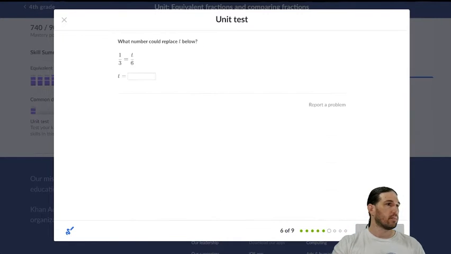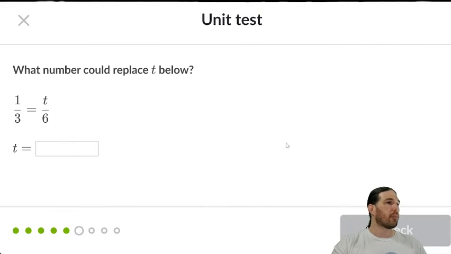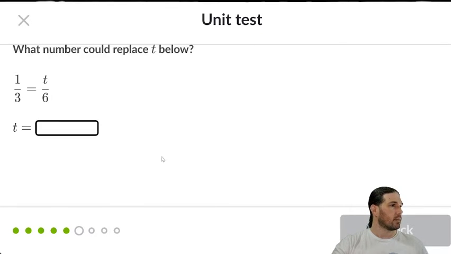What number could replace t below? We have 1 over 3 equals t over 6. And t would be 2.